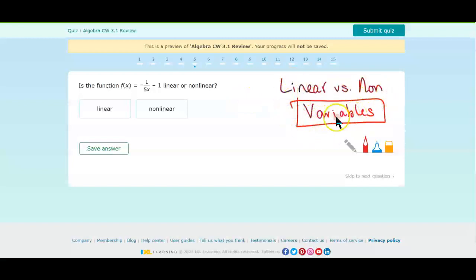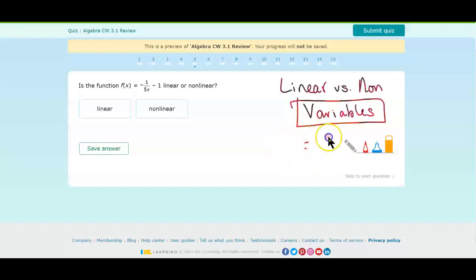But here's the thing about our variables. Our variables need to be x or y. They need to be on their own, not multiplied to each other. They can be added or subtracted to each other. They can be equal to each other. That's fine. They cannot be times or divided by each other. And they need to just be to the first power. I've described this as nothing hinky, okay?